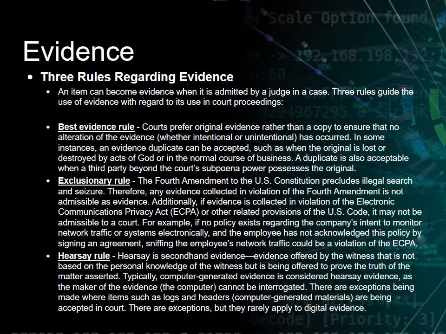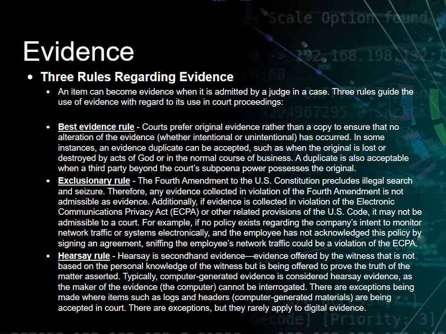Best evidence rule: the court prefers original evidence rather than a copy to ensure that no alterations of the evidence, whether intentional or unintentional, have occurred. In some instances, an evidence duplicate can be accepted, such as when the original is lost or destroyed by an act of God or in the normal course of business. A duplicate is also acceptable when a third party beyond the court's subpoena power possesses the original.